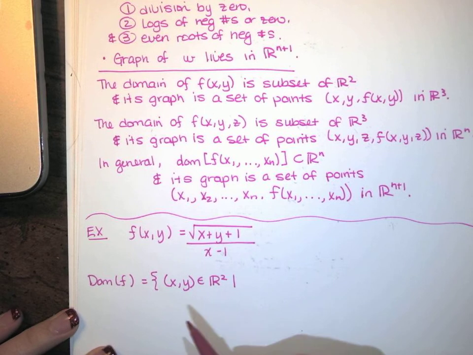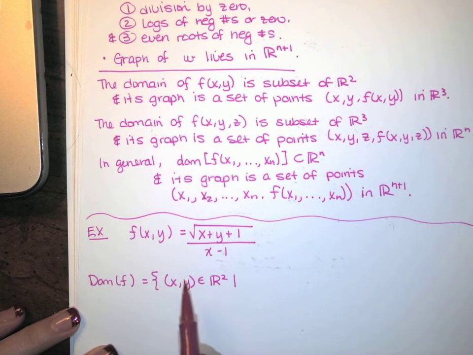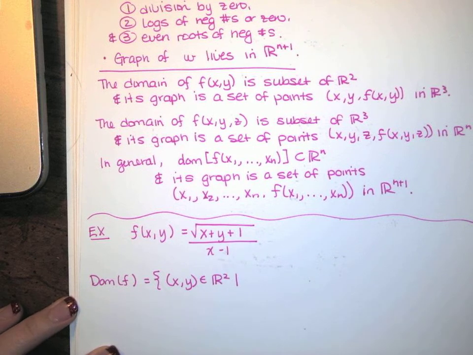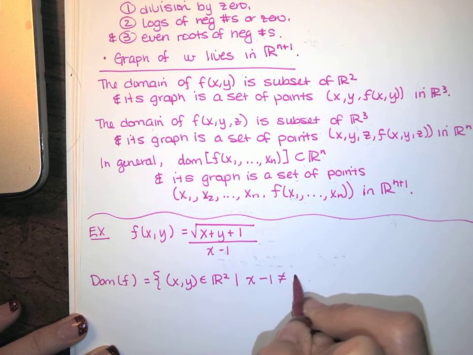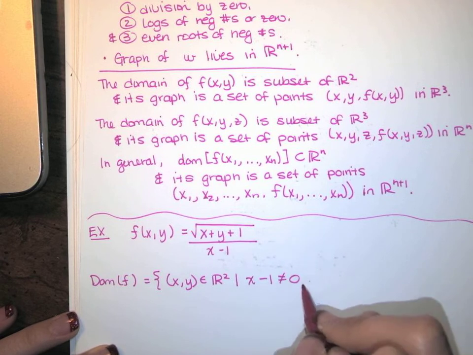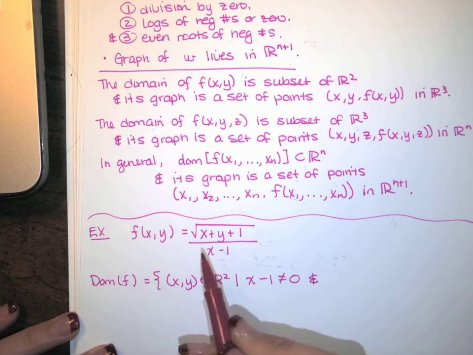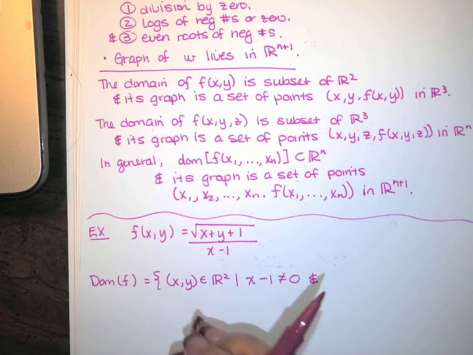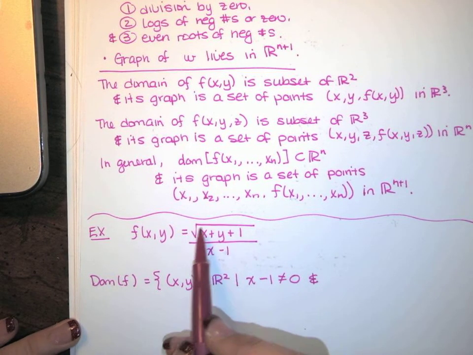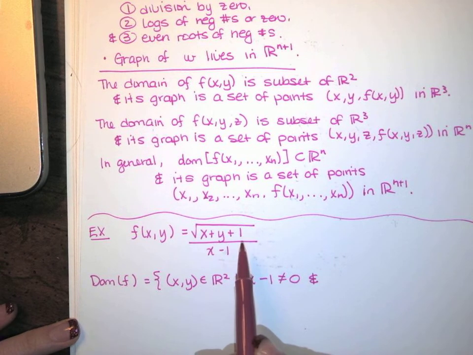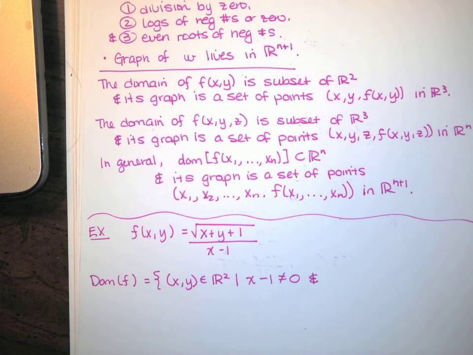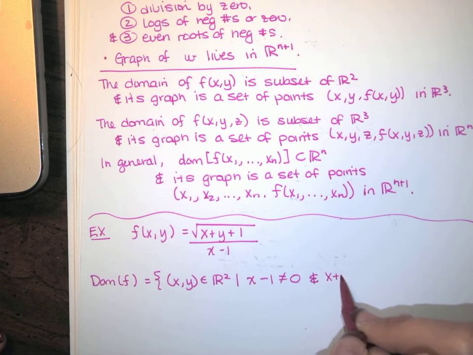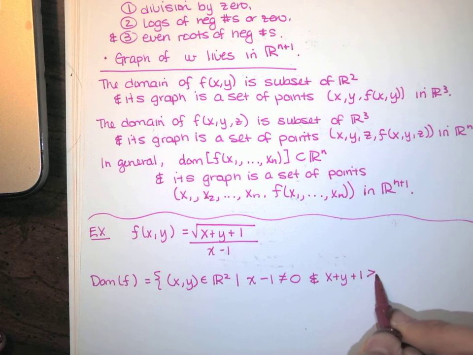Well, I can't divide by 0, so the domain of f is going to include all x, y pairs such that x minus 1, that denominator, is not 0. Can't have that because then we'd be dividing by 0. And at the same time, this expression under the radical, which will represent a number once we put in a particular x and a particular y, has to be positive or possibly 0. It's okay to take the square root of 0. We're fine with that. So this expression under the radical, x plus y plus 1, has to be greater than or equal to 0.